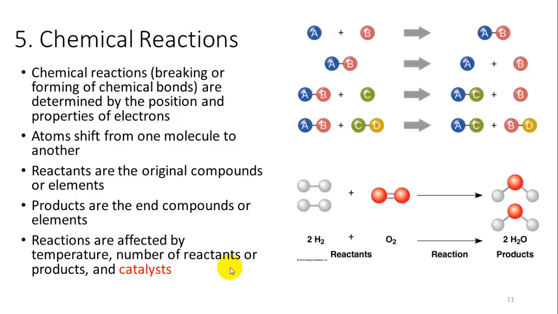Reactions are affected by many things, including the temperature. Generally, an increase in temperature increases the speed of a reaction or will cause a reaction to occur. The number of reactants or the number of products, and then a catalyst. And a catalyst is something that can help speed up a reaction without being part of it other than facilitating it. Okay, so it's not found in the reactants or the products, but is an important part of how it takes place.